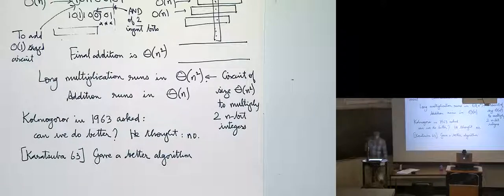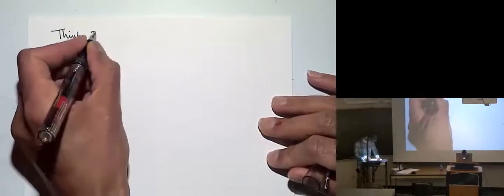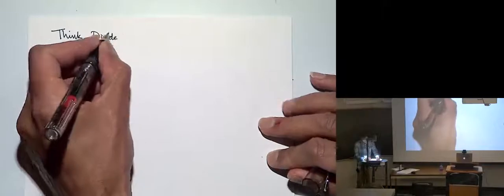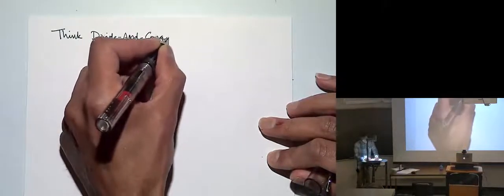So let me tell you about how this is done, okay? Because it's a remarkable piece of math, or computer science or whatever you have. Does the question make sense? Just multiplying two n-bit integers. Okay, so let's think divide and conquer.